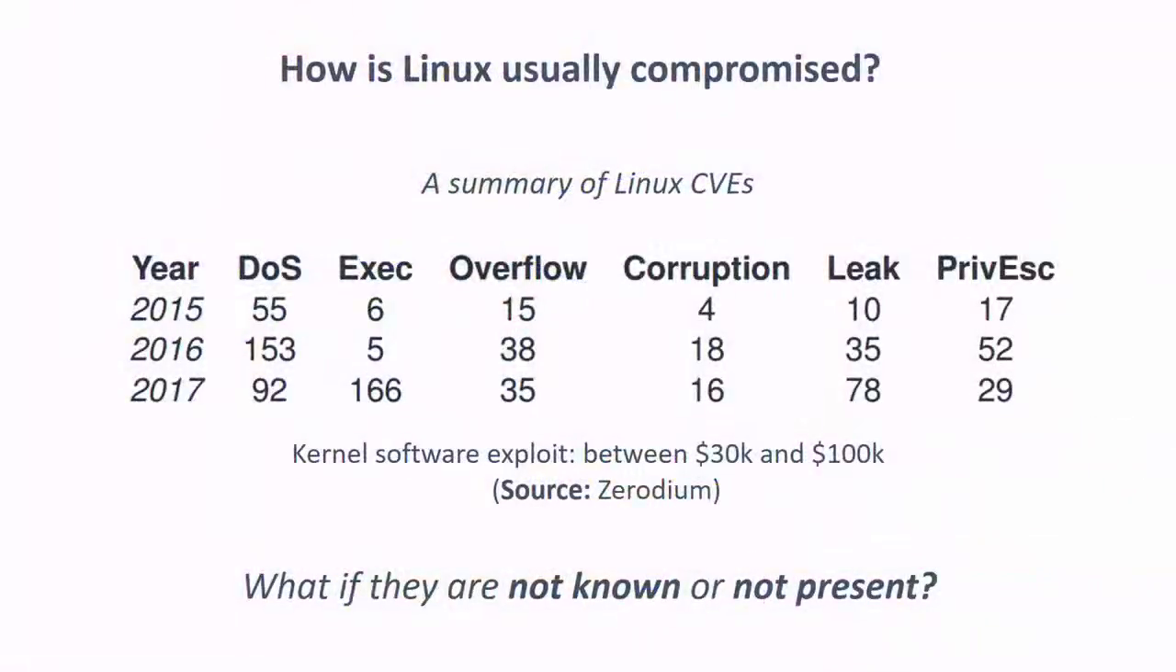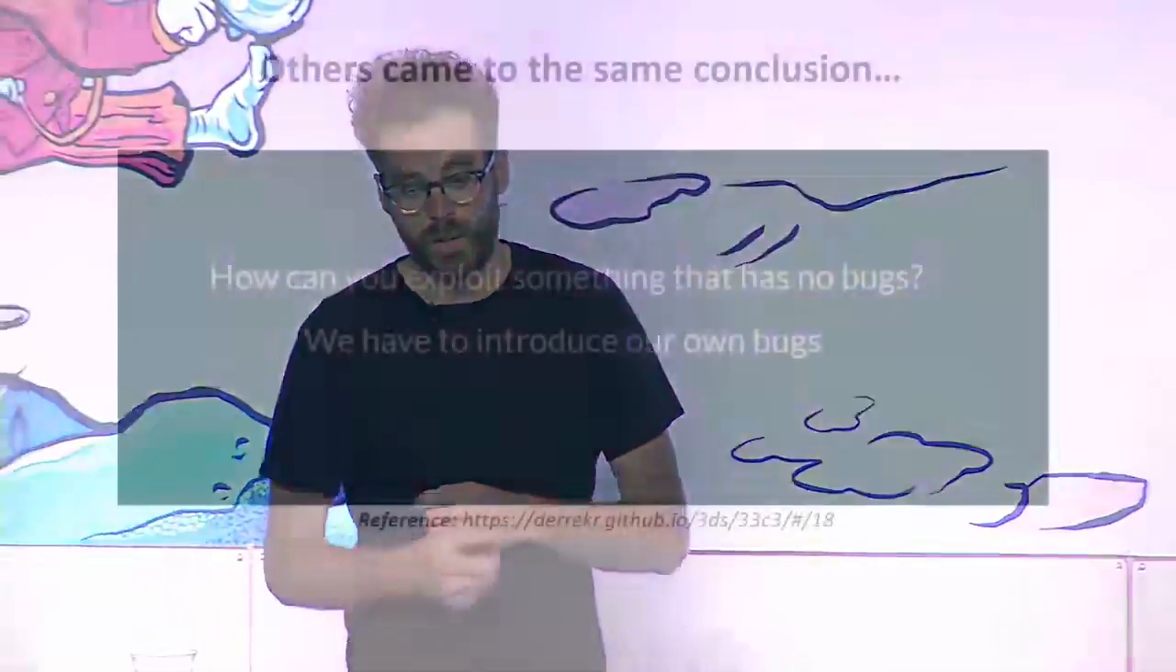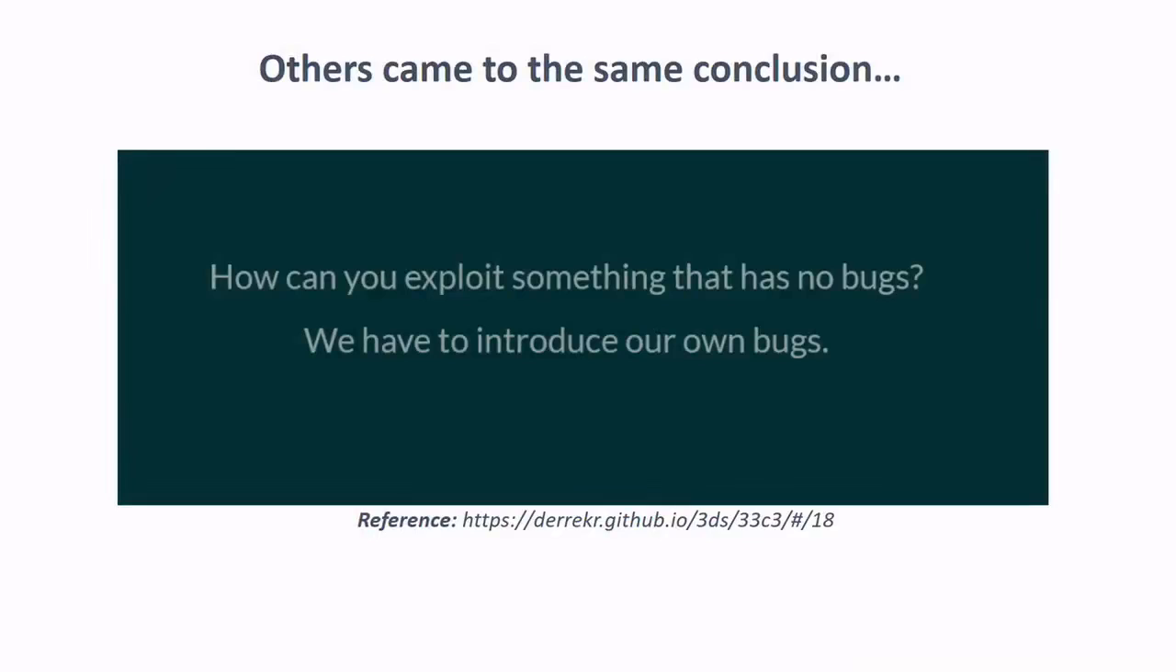However, the point is, what if the vulnerabilities are not there? What if you have a fully patched operating system? Finding a vulnerability in a fully patched operating system is very difficult. Of course, you can always go to a company that has these on the shelf, but then you need to pay a lot of money for them. So others came to the same conclusion. This is a quote from the guys looking into the Nintendos. How can you exploit something that has no bugs? It's not possible, right? Well, what if you can introduce your own bugs? And this is exactly what fault injection can do. We can introduce our own bugs.